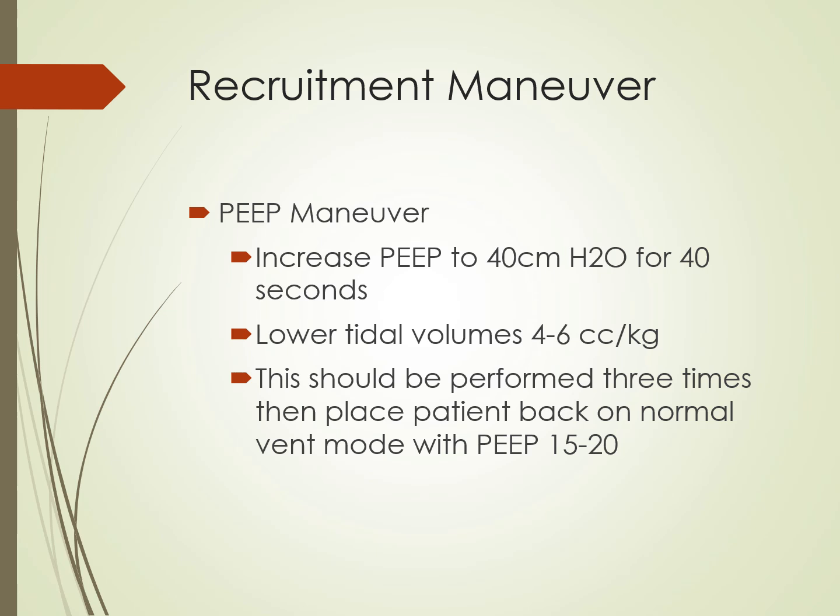You use a low tidal volume strategy of 4 to 6 cc's per kilogram based on ideal body weight. Again, you do this maneuver 3 times, and then you place the patient back on a vent with normal mode, but you lower the PEEP or keep the PEEP in the range of 15 to 20. That's called the PEEP maneuver, and they all accomplish the same thing. They're all open lung ventilation strategies with a recruitment maneuver, and they do work.